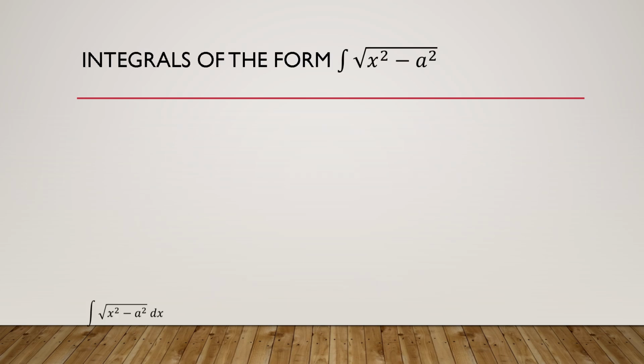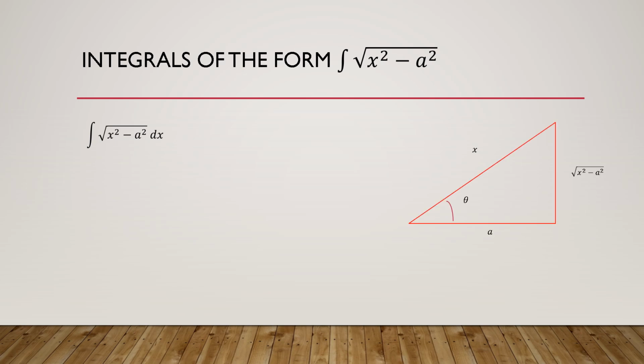Integrals of the form the square root of x squared minus a squared may also be solved using substitution. In this case, we set one short side of the right triangle as a and the hypotenuse as x. This makes the other short side the square root of x squared minus a squared. From this, we can derive secant theta equals x over a, or x equals a secant theta, which makes dx equal to secant theta tangent theta d theta.